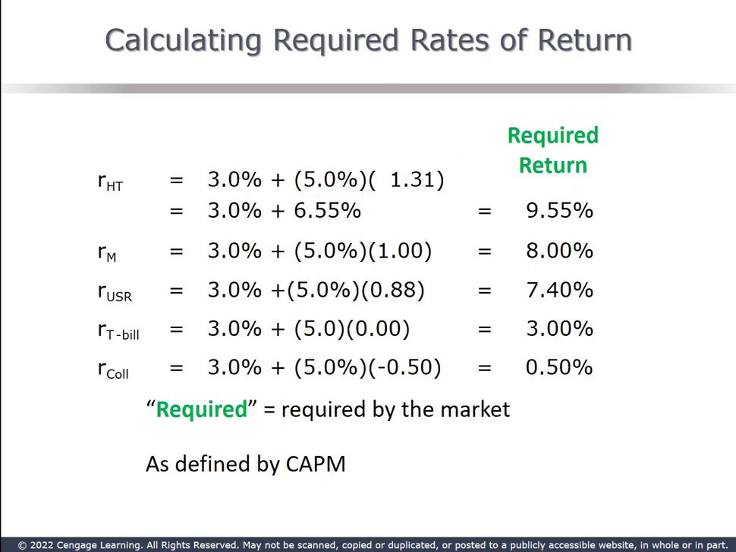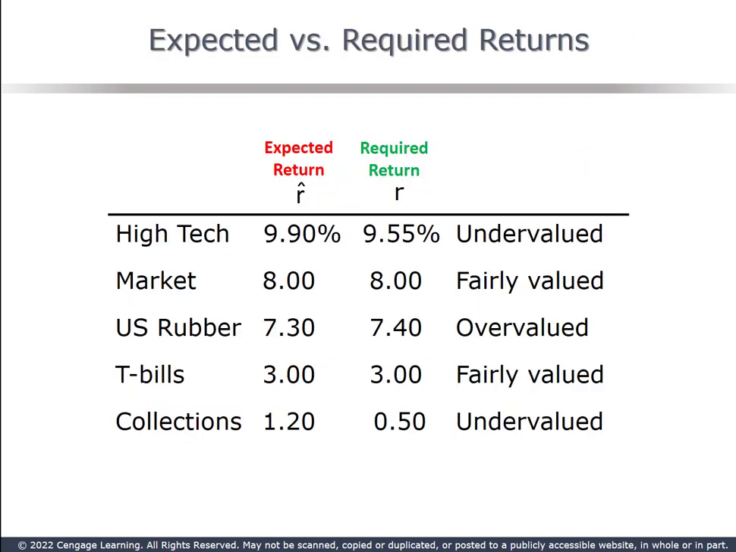Using the CAPM SML equation and our given data, we can compute the market required return for each asset in our sample. Now we have two return metrics for each asset. Expected return is expected by us, calculated from a probability distribution. Required is required by the market. A stock is priced to earn this return.